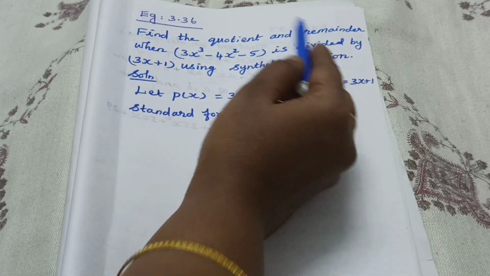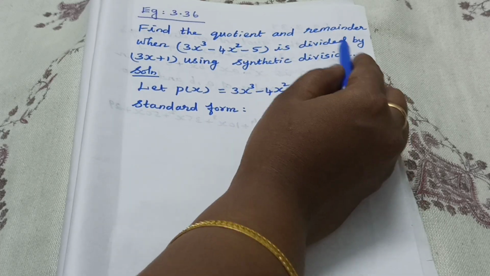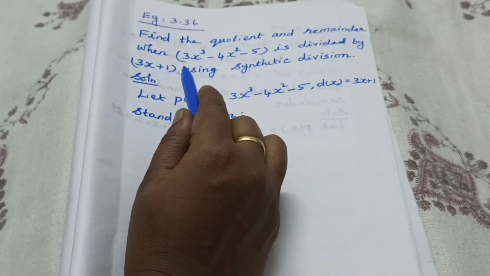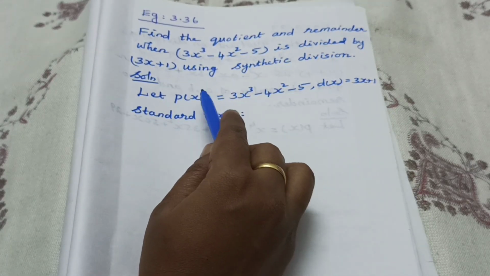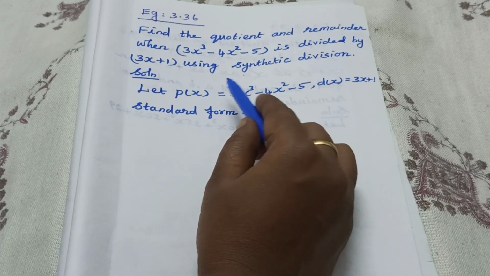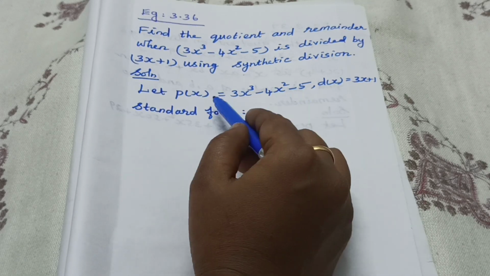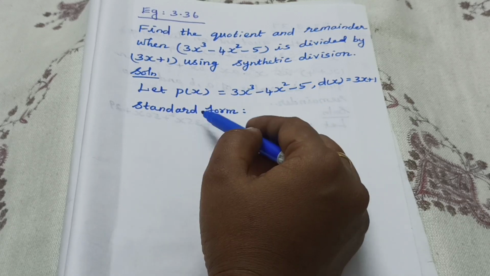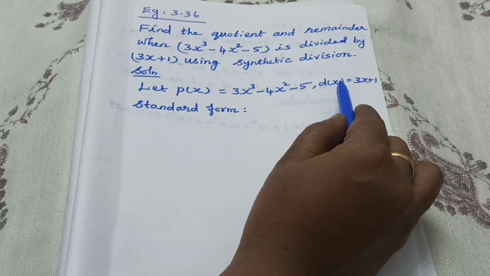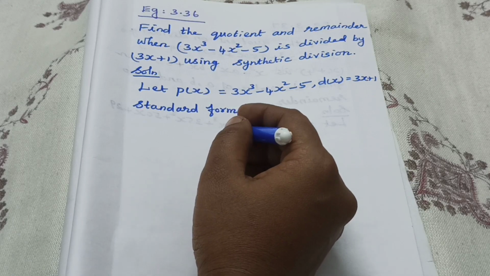Next, today we are going to see example 3.36. Find the quotient and remainder when 3x cube minus 4x square minus 5 is divided by 3x plus 1 using synthetic division. Here, let p of x equal this polynomial. P of x is equal to 3x cube minus 4x square minus 5, isn't it? This is not given in the standard form. First we have to write it in the standard form. Then the divisor we take as d of x, d of x equal to 3x plus 1.